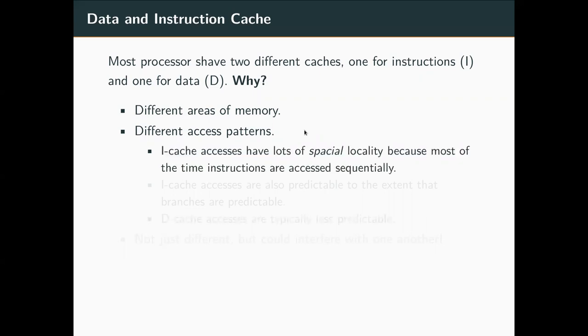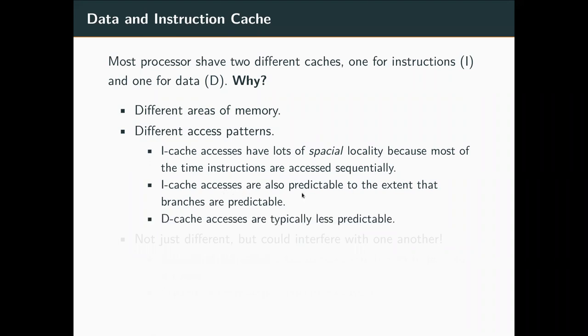Instruction cache accesses tend to have a lot of spatial locality, because most of the time we're just going to access instructions one by one in sequence. We'll execute instruction one, execute instruction two. It really can take advantage of spatial locality. It's also more predictable, insofar as branches are predictable, which we'll talk about later, but we can reasonably predict branches. So that's good. There aren't other random factors that affect the predictability of instruction accesses.